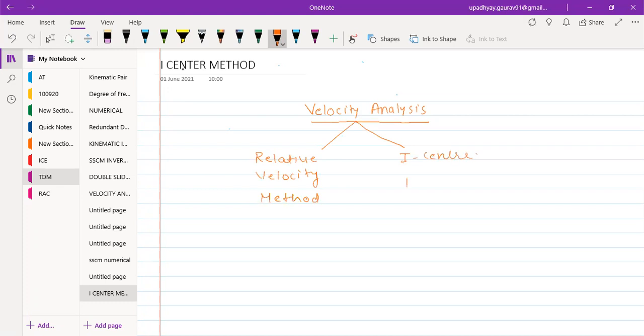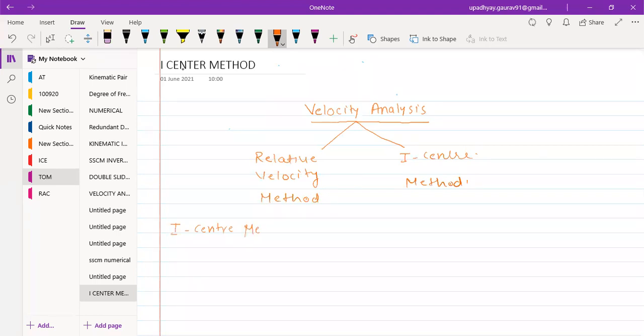And the second one is the I center method. So we will discuss the I center. I will take one or two odd classes to complete these things. Then we will move to the gyroscope.